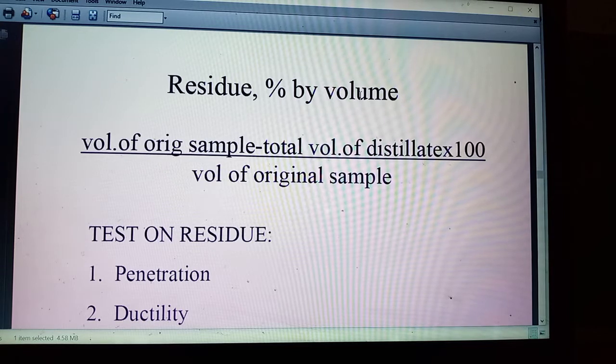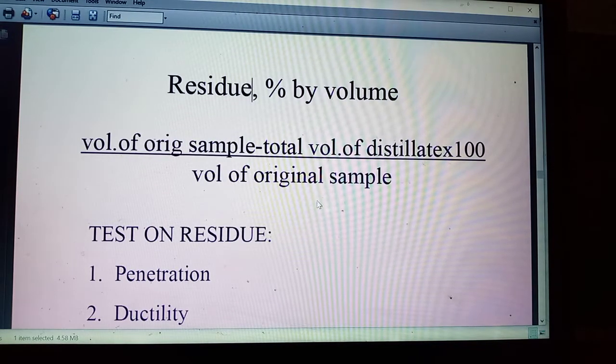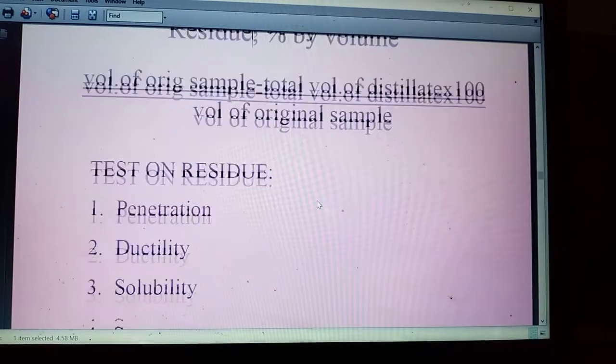Ito yung residue percent by volume. Equals volume of original sample minus total volume of distillate. Yung volume of distillate mo, yun yung tubig na humiwalay. I-minus mo mula sa original sample, then over volume of original sample, then i-multiply mo ulit by 100 para makuha mo in 100%. Yan yung residue percent mo by volume.